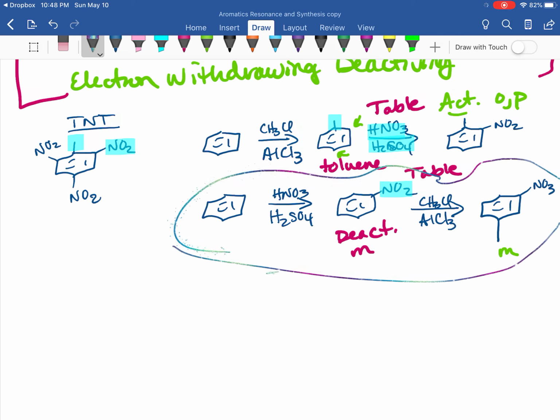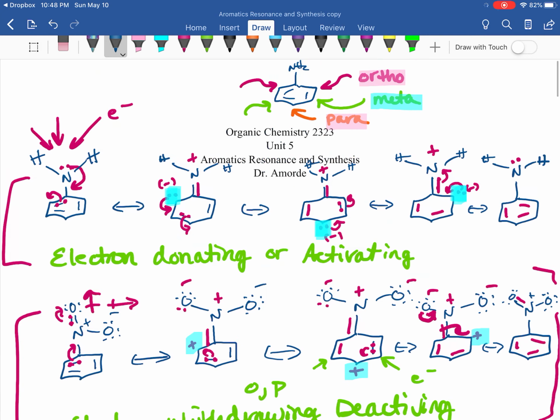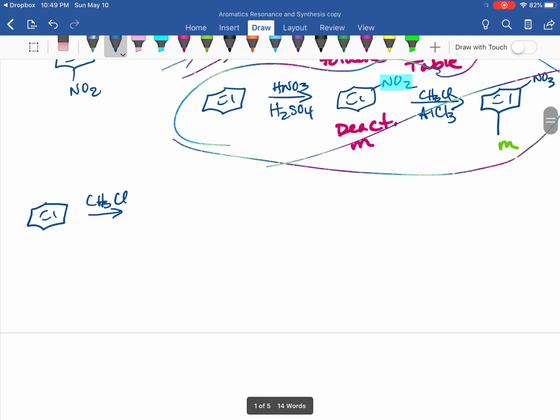So if you're going to make TNT, how are you going to do it? You can't use this bottom setup. Mother Nature's against you. It's not going to work. You have to use the top one. So let me show you how TNT is actually made then. Okay, we make our toluene. That's a 1.